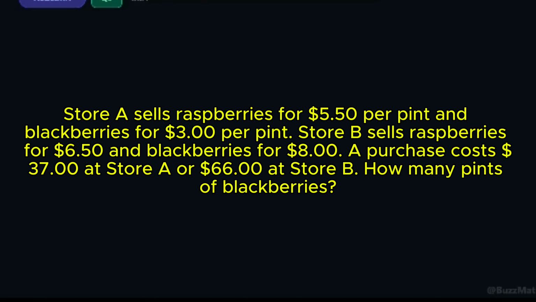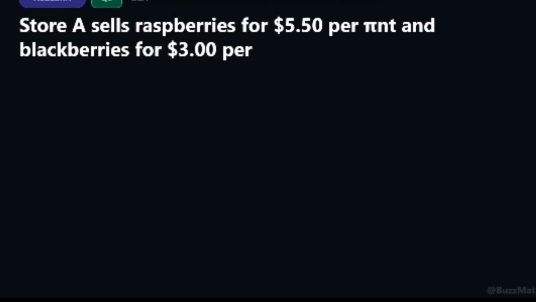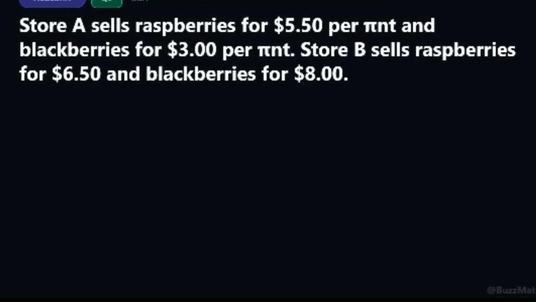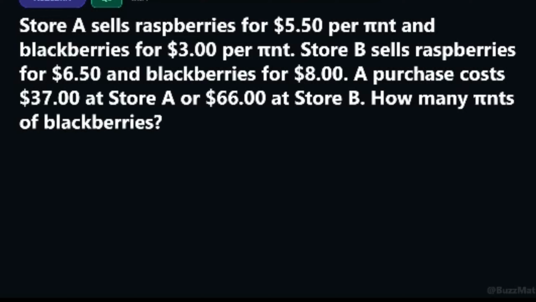Problem 2. Word problems like this were everywhere in Module 2. Let's translate this English into a math system and smash through it. Store A sells raspberries for $5.50 per pint and blackberries for $3 per pint. Store B sells raspberries for $6.50 and blackberries for $8. A purchase costs $37 at Store A or $66 at Store B. How many? First, let's turn Store A's pricing into a math equation using R and B.